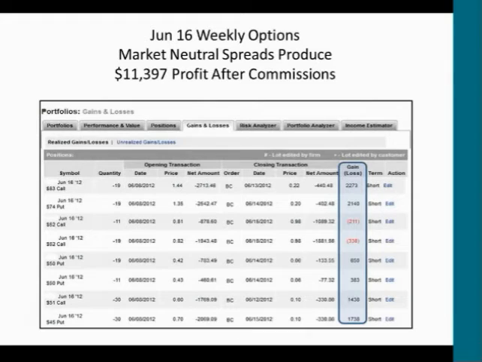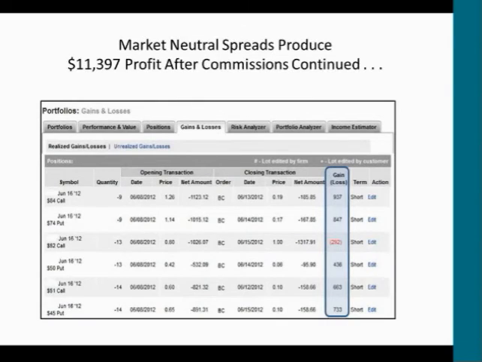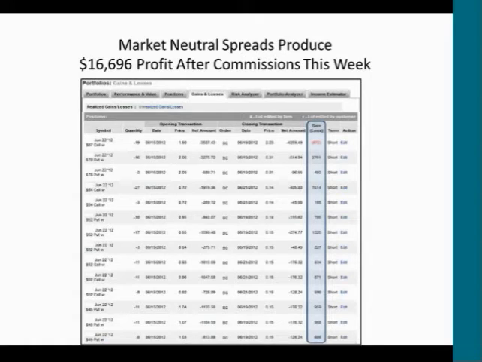Here's another example. This was the June 16th weekly options, and with those options I made an $11,000 profit after commission. And again, I'm showing the closed trade results here for that week. This was the June 16th calls. Now, this week, as I mentioned, the market moved up earlier in the week, and then of course today the Dow was down 250 points.